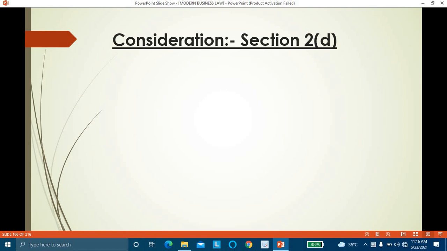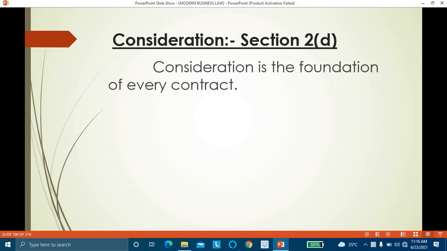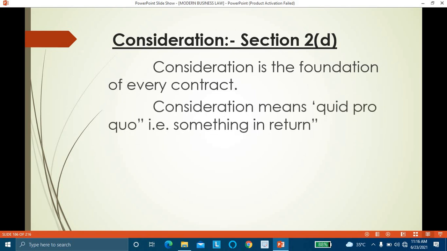So the definition of consideration is given by section 2(d) of the Indian Contract Act. It is said that consideration is the foundation of every contract. Now what is consideration? We have seen that consideration means quid pro quo. That means something in return.